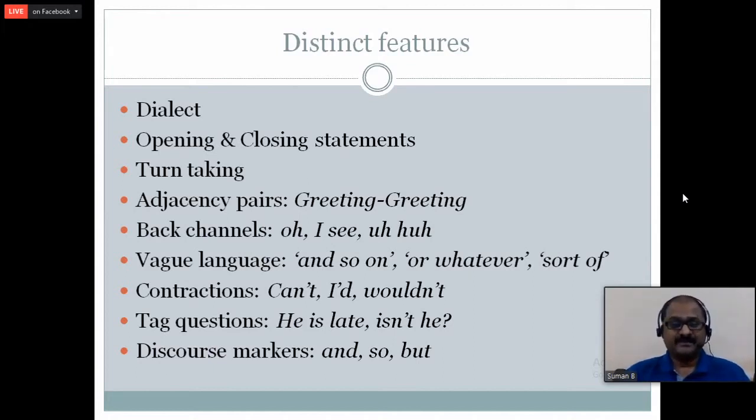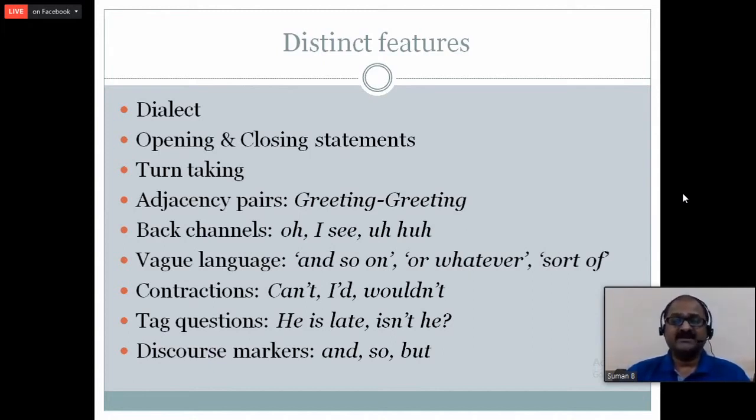Adjacency pairs. Adjacency pairs are like a fixed pair of expressions. For example, when you greet somebody, it is often expected that you greet back, right? Hello to hello. And when you say, "How are you?" the answer expected is, "I am fine." A question to an answer. When a question is asked, you don't respond by asking another question. The answer is always expected as an answer. This is what we refer to as adjacency pairs.